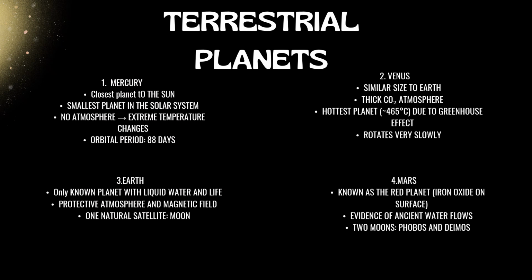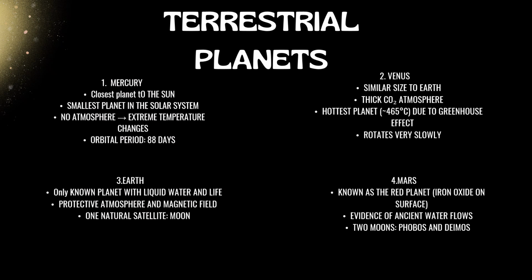Now let us discuss the terrestrial planets. The terrestrial planets are Mercury, Venus, Earth, and Mars. Mercury is the closest planet to the Sun, and it is the smallest planet in our entire solar system. It has no atmosphere, extreme temperature changes can be seen, and the orbital period is 88 days.